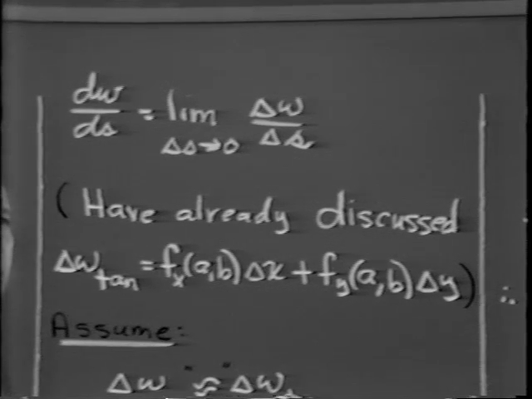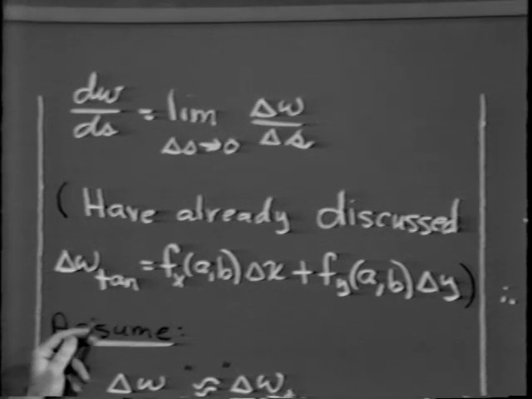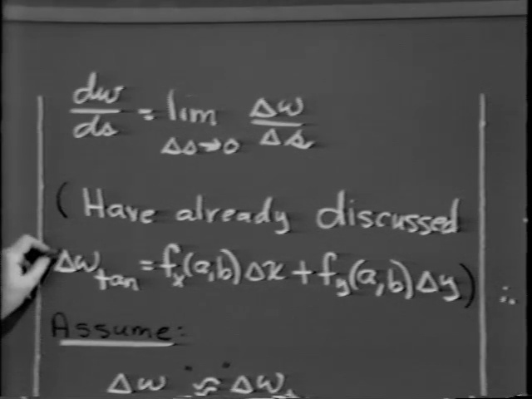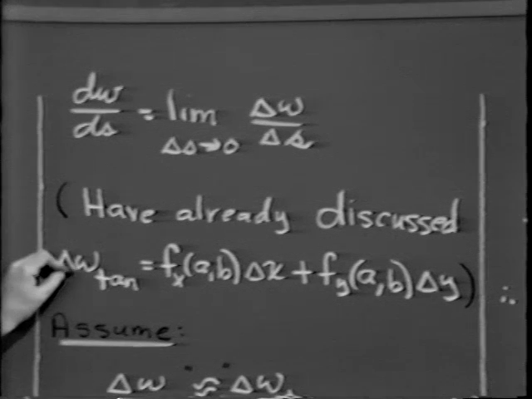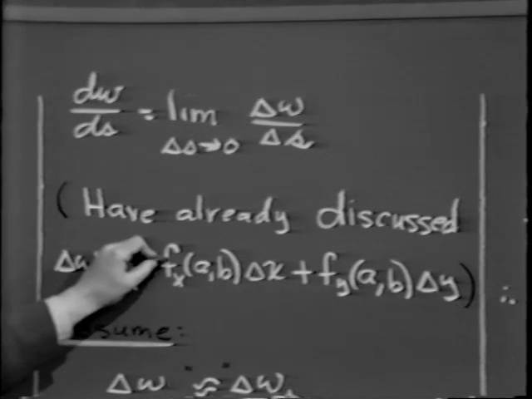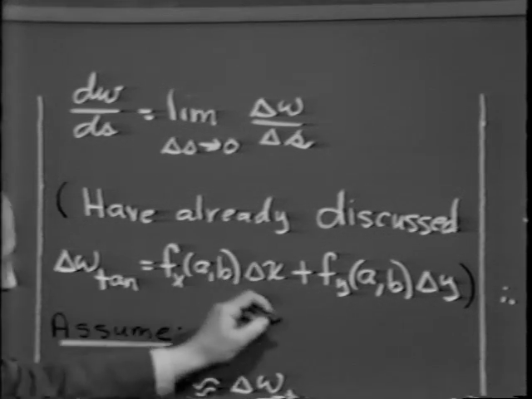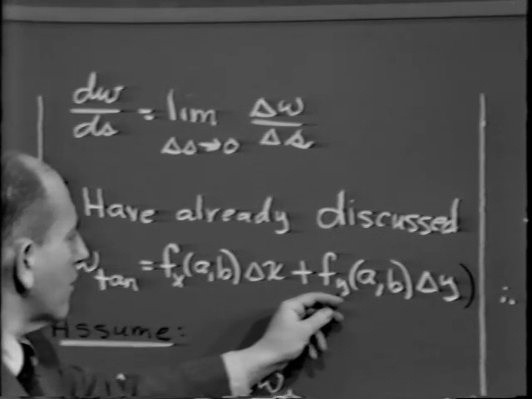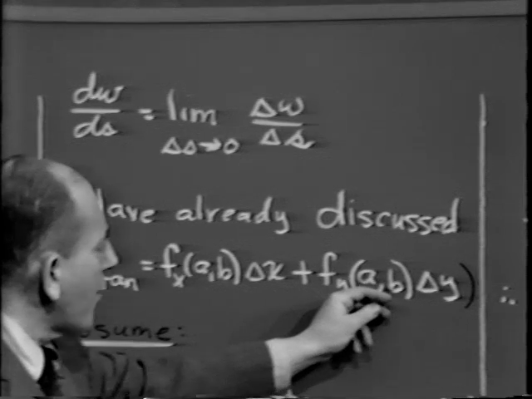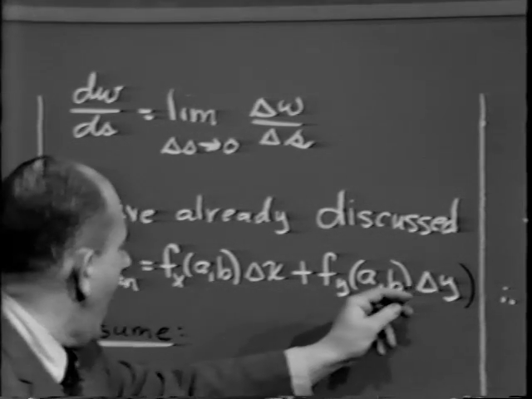What we're saying here is, we already know how to find the change in w, not to the surface, but to the plane which is tangent to the surface at our point p sub 0. In other words, we have already discussed that delta w tan is the partial of f with respect to x evaluated at a comma b times delta x, plus the partial of f with respect to y at the point a comma b times delta y.